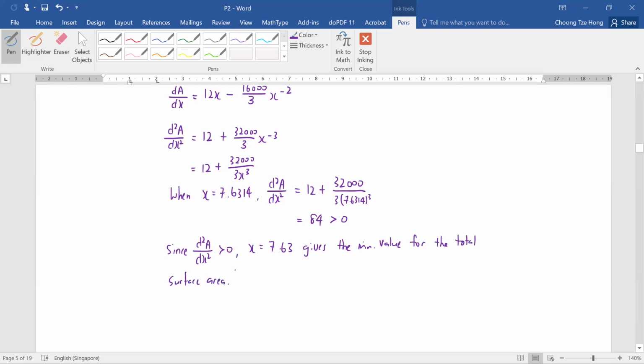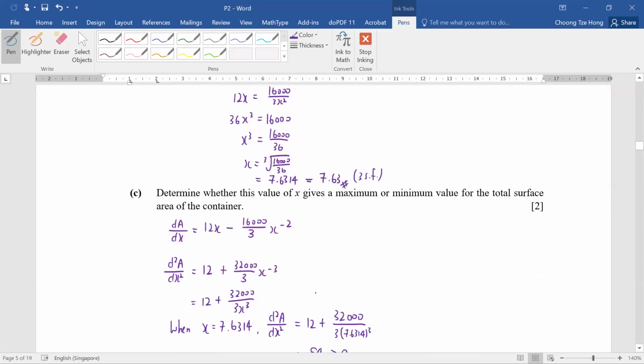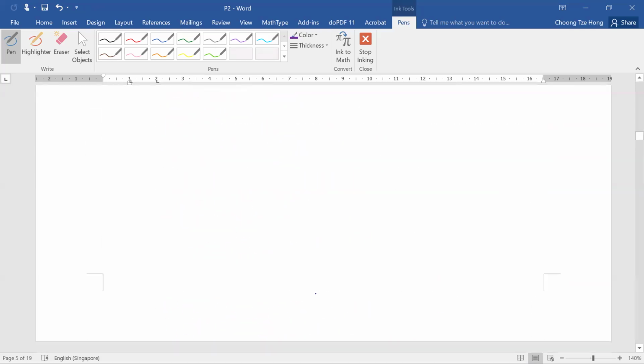Overall, this is not a very difficult maxima and minima question. It's rather typical, and the expression is also not difficult to differentiate. So this is a question that most of you should be able to do well in.